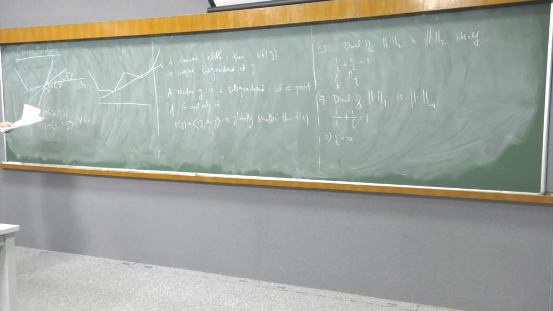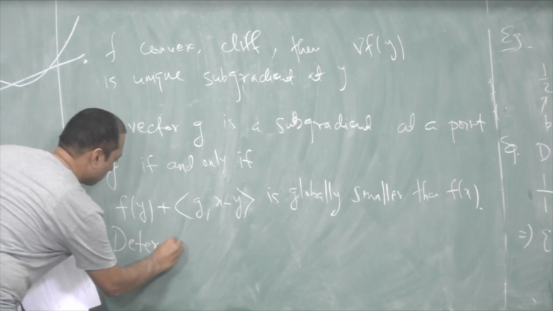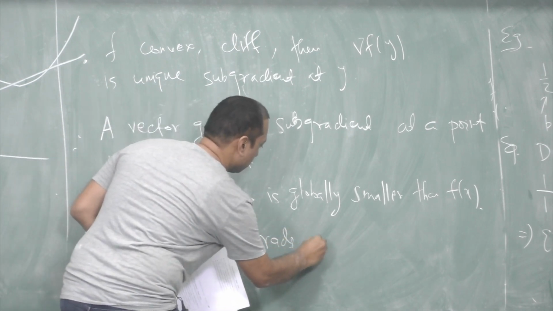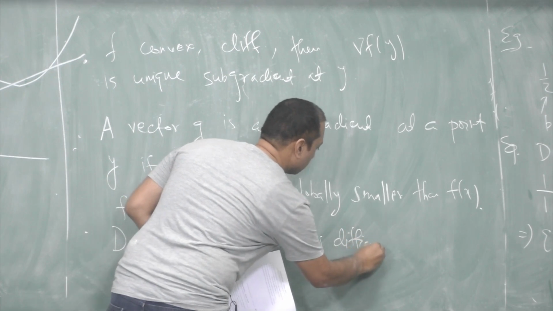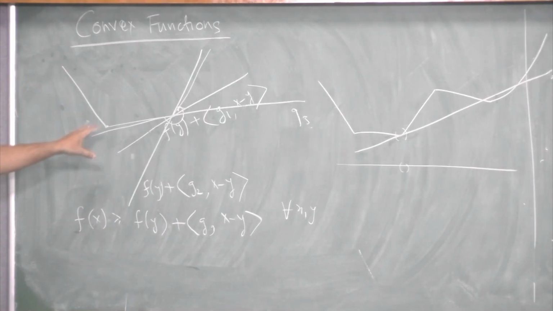Determining all subgradients at a point in general may be difficult. Difficult in the sense that if you look at the definition, for a given vector g, you have to validate this for all x and y, which may not be easy to check all the time. If the convexity is relaxed, then things become very wild, specifically for subgradients.